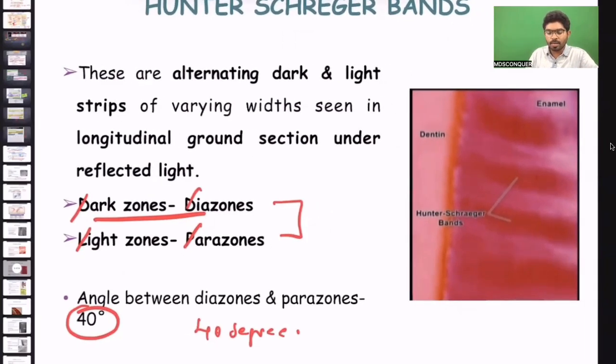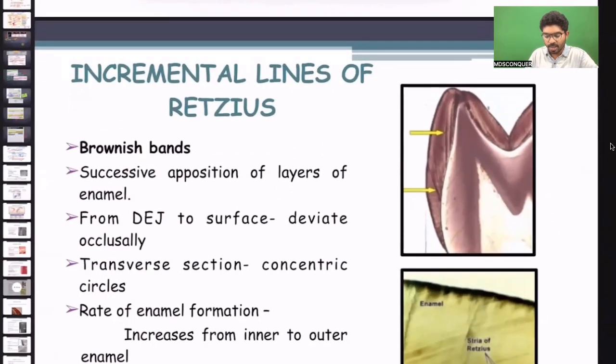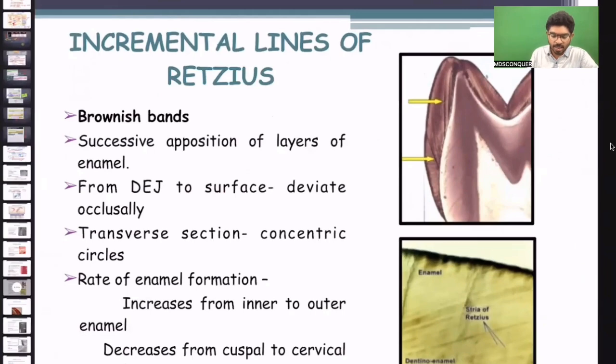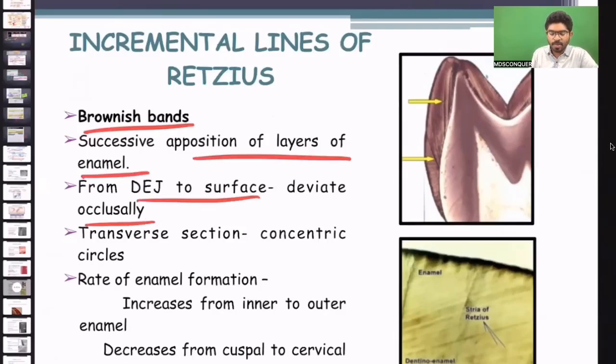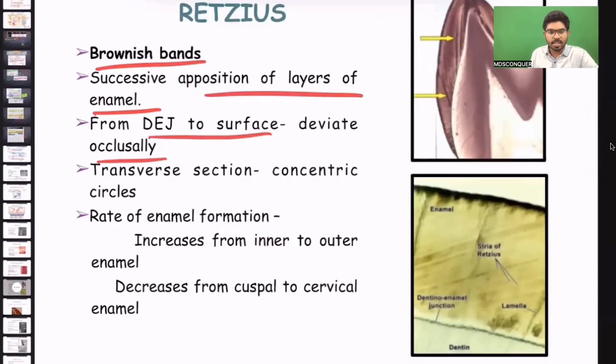Okay, I'm moving ahead. Incremental lines of radial edges. They are brownish bands, the successive apposition of the layers of the enamel, found from the DEJ to the surface, deviating towards the occlusal surface. Whereas in a transverse section, you are going to see them as concentric circles.